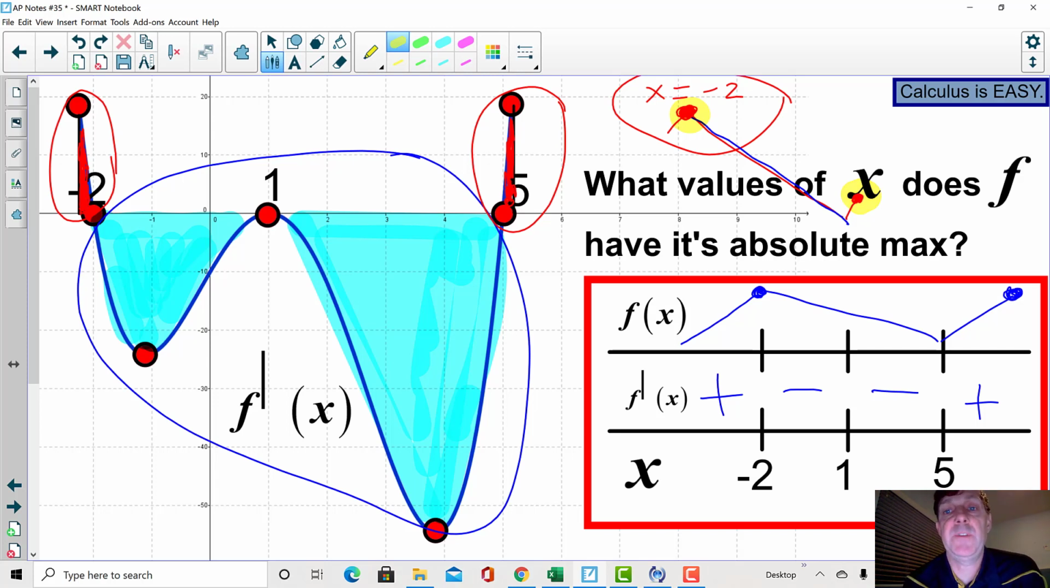And for this example, it was that point at the top at x equals -2. So the x value of the absolute max is x equals -2. We can't actually find the y value because we don't have the original function. But for this example, all they wanted to know is what values of x. And so the value of x that has the absolute max is x equals -2.